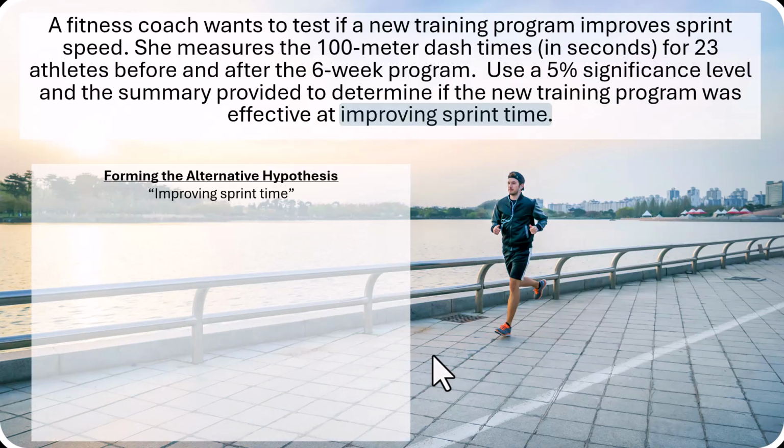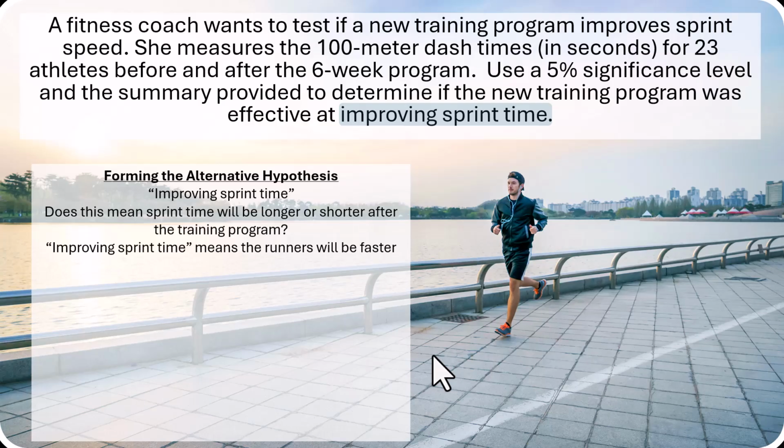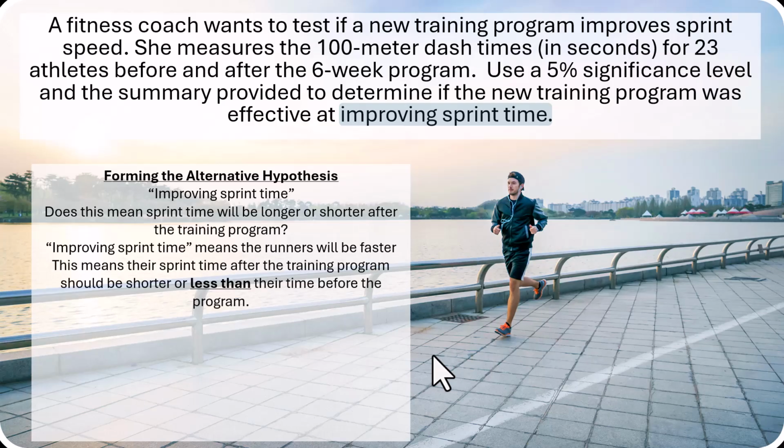Well, improving sprint time, that is the key phrase right here. Does that mean that we want the sprint time to be longer or shorter after these people have gone through the training program? Improving sprint time means that they will be faster. In other words, their time should be shorter than the time it took them to run the 100-meter dash before they started the program. So the sprint time before the training program minus the time after should be positive.